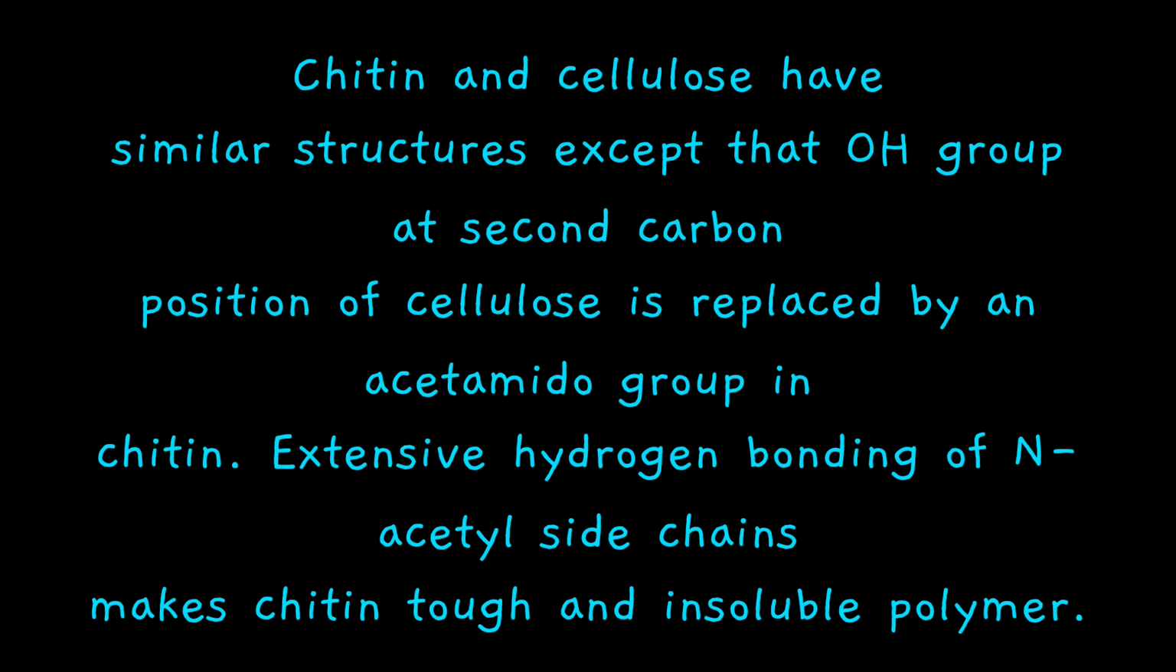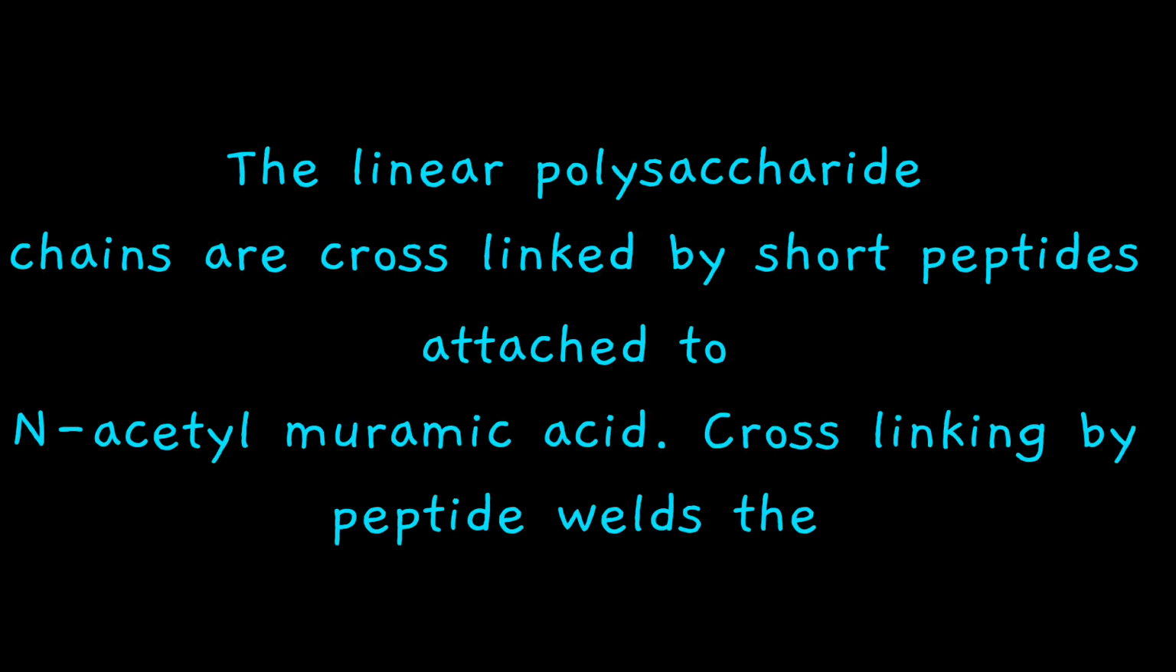Then there is peptidoglycan. What is peptidoglycan? It is the rigid component of the bacterial cell wall. It is a heteropolysaccharide of alternating beta 1,4 linked N-acetyl muramic acid (NAM) and N-acetyl D-glucosamine (NAG) residues.